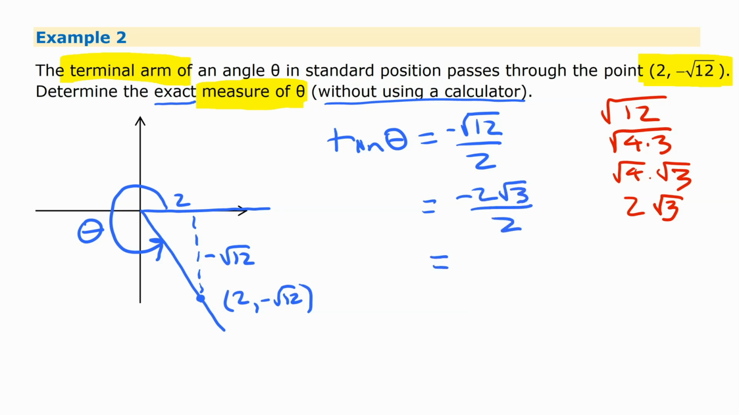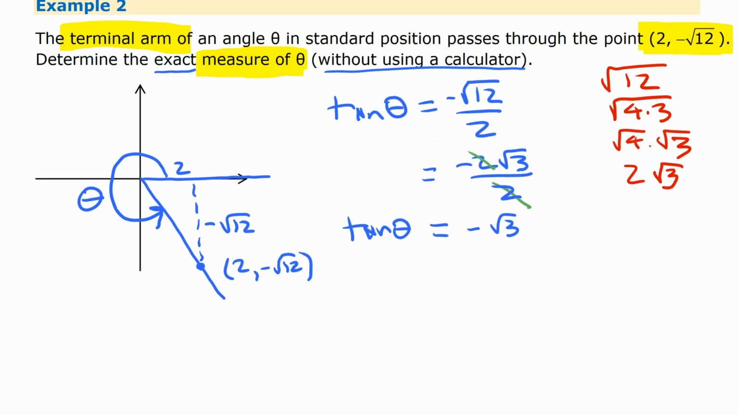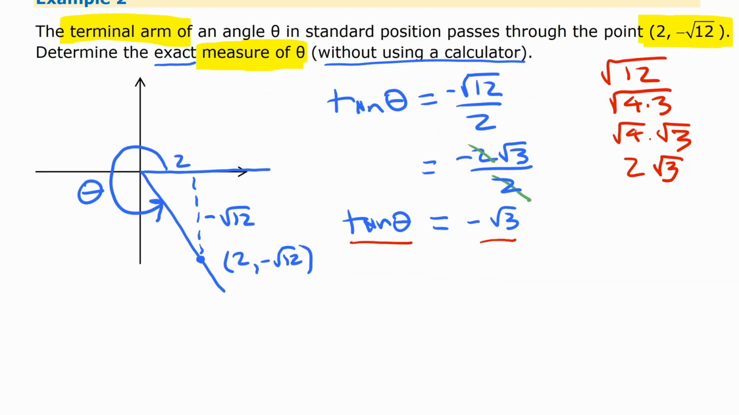And then what you can do is, of course, divide the top and the bottom by 2. And so this is actually negative root 3. So in simplest form, negative root 12 over 2 is negative root 3. And so we have that our tangent ratio is negative root 3. We need to think about how we can find our reference angle without using a calculator.